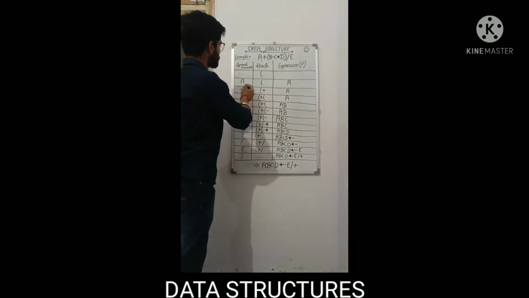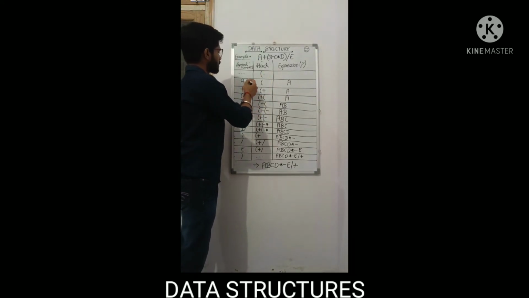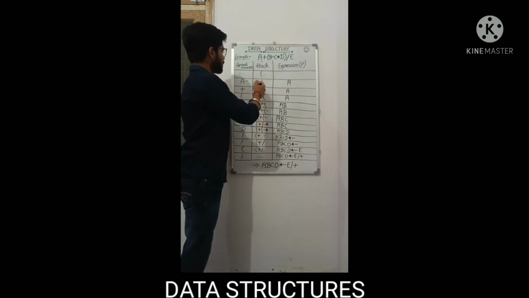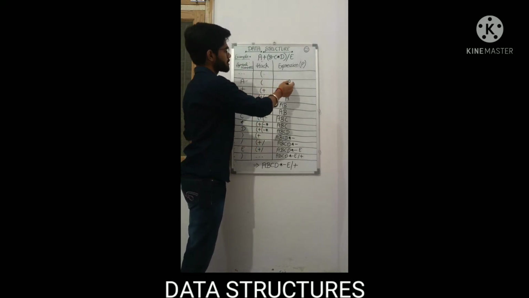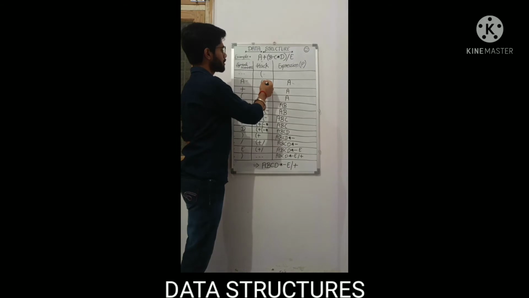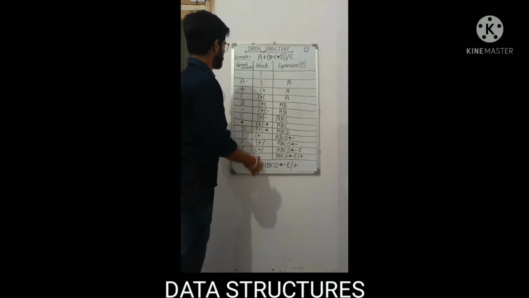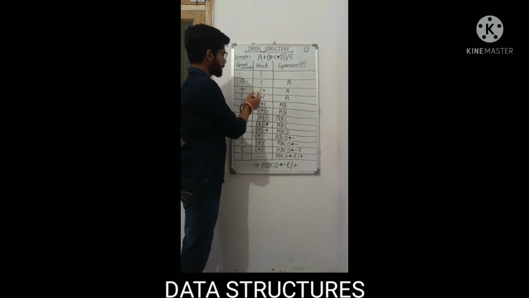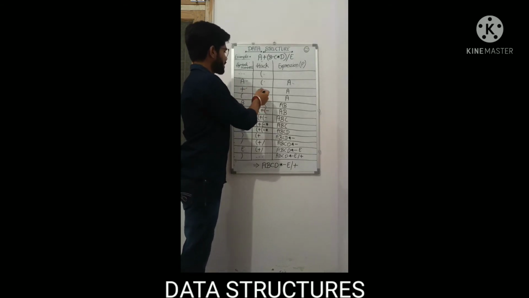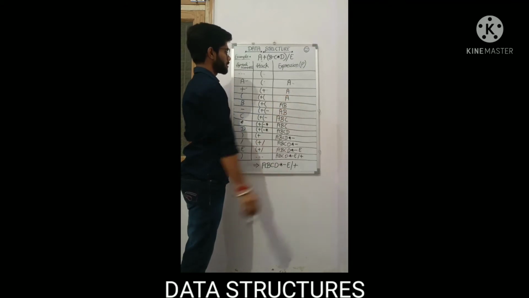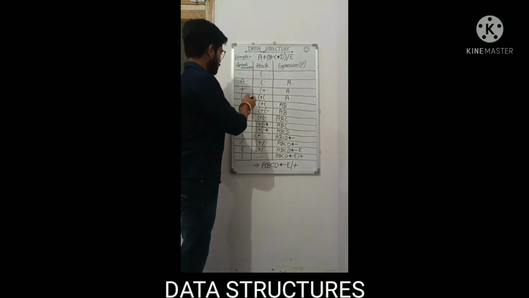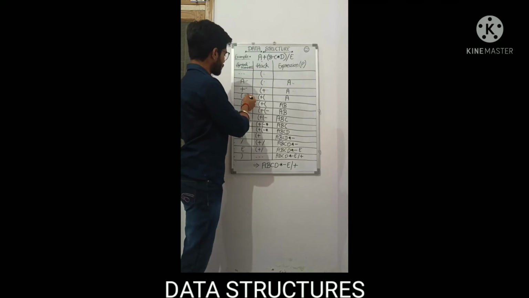Next, the first symbol encountered is A. Being an operand, it is simply added to the expression side and there is no change in the stack. The next symbol encountered is plus. This is simply added to the top of the stack and there is no change in the expression side. The third symbol encountered is open parenthesis, so it is simply added to the top of the stack and there is no change in the expression side.